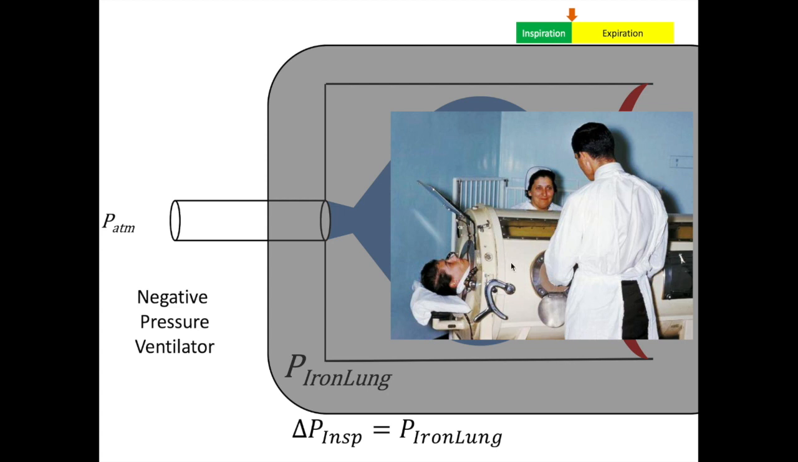This is what an actual iron lung looks like. You can see the patient's head is outside here, so his airway is open to the atmosphere, whereas inside here it's going to create a negative pressure that will transmit to his chest wall and all the way into his alveoli, up his airway, and that will cause a volume to move into his lungs.